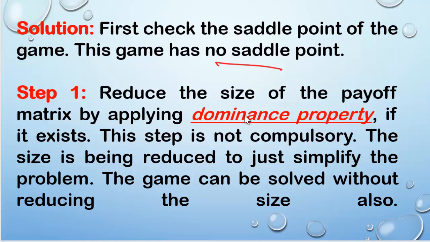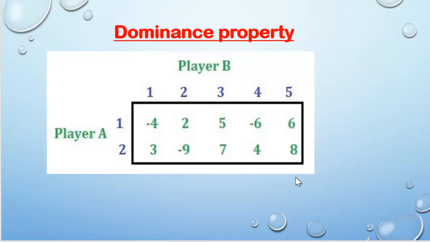Or to simplify it, we can use the dominance property to shrink it, to remove a few rows or columns, right? So what we do in the dominance property, we first see the row dominance, then the column dominance, right? In a row dominance, which belongs to player A, we try to see which one is the least profit I'm having, and I want to remove that. So for that, I will calculate the row total first. So what's the row total?